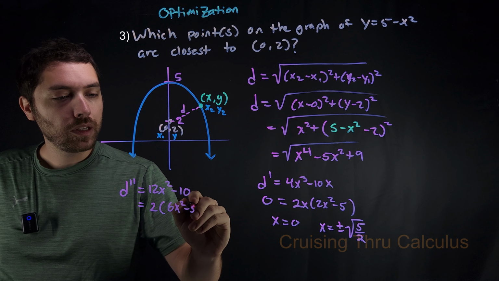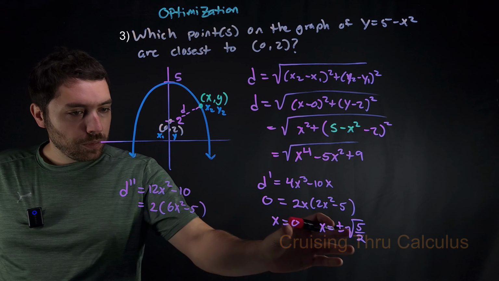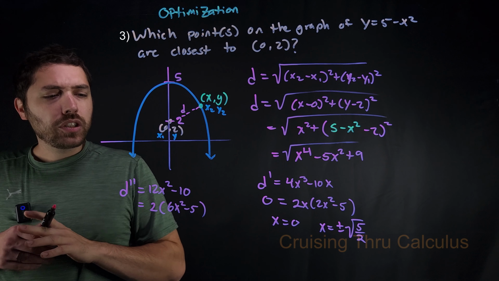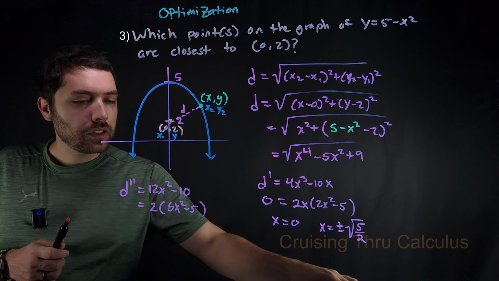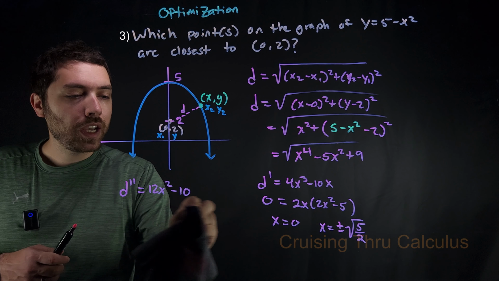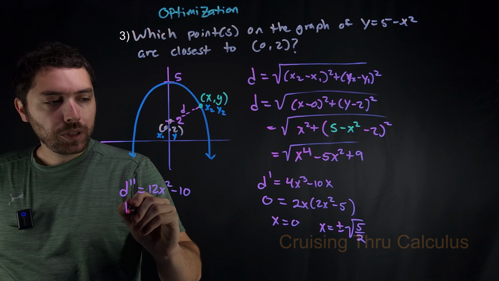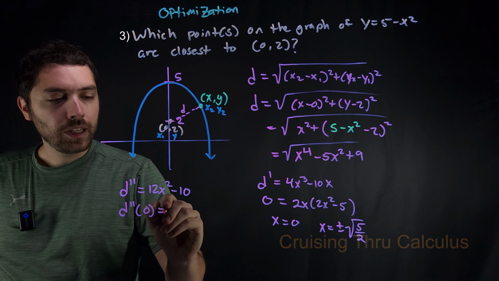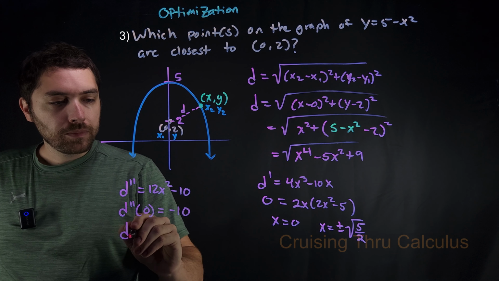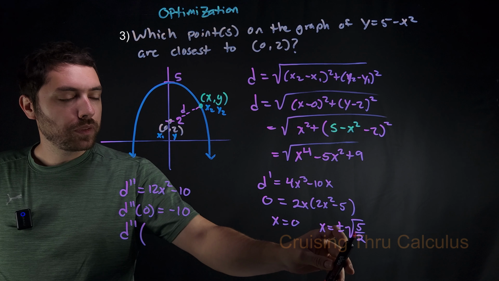6x squared minus 5. Now, all we have to do is take our numbers and plug them in here and see if we get positive or negative answers. Actually, now that I'm looking at this, I think I'm just going to leave it as 12x squared minus 10. Sometimes factoring helps with these, other times it doesn't. All right, let's start by plugging 0 in. That's really easy. We're just going to get negative 10 here. Okay, let's go ahead and plug in positive or negative square root of 5 over 2.